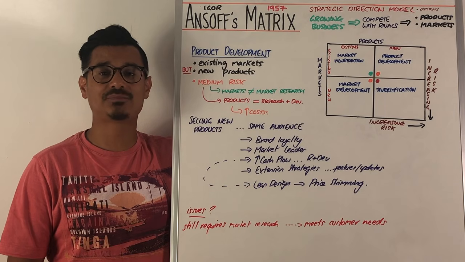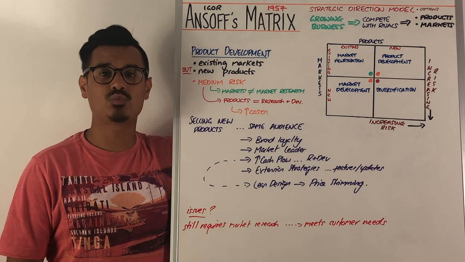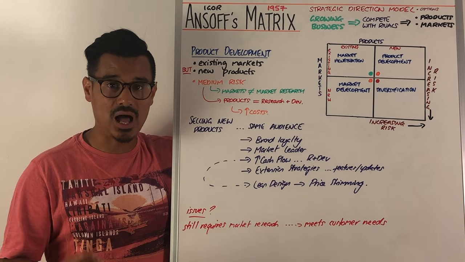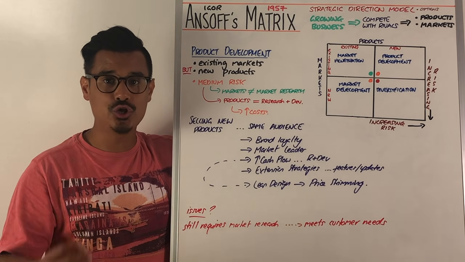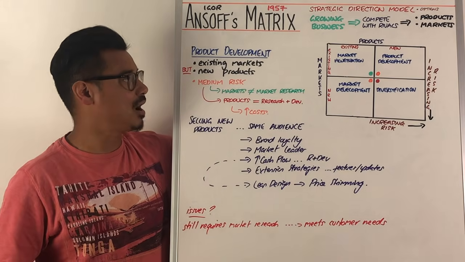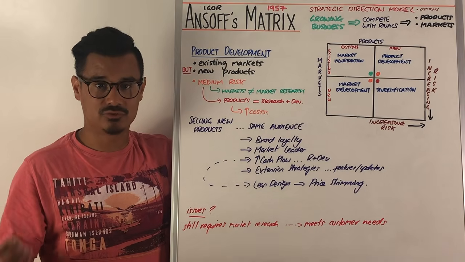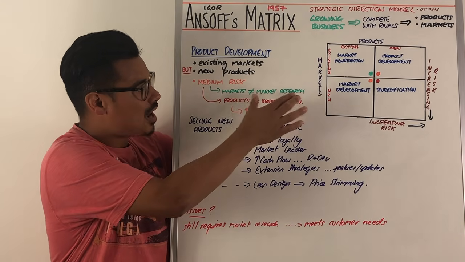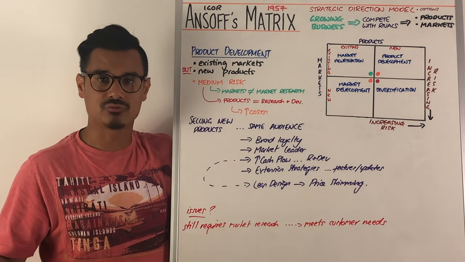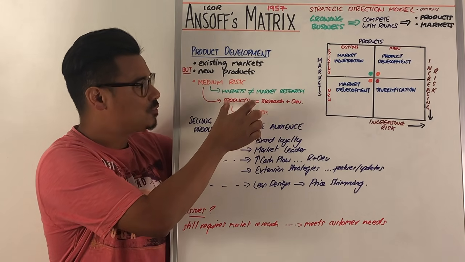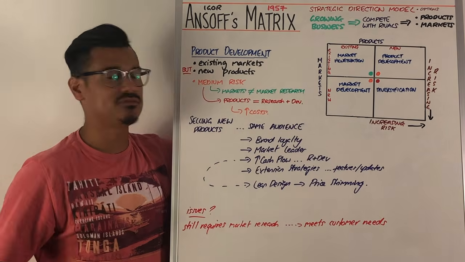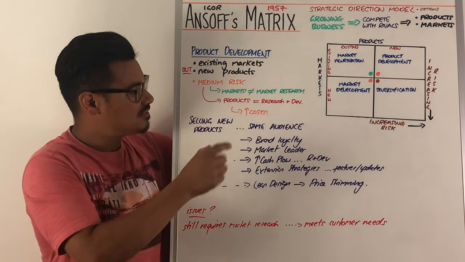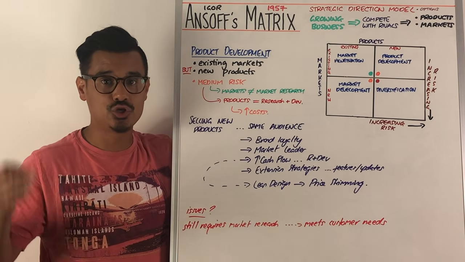The next quadrant to look at is product development. So product development is when you look to target existing markets, the same markets, but you now want to release new products into those existing markets. This is seen as having medium risk. Medium risk because you are targeting existing markets, so you don't have to do that additional market research, but you are releasing new products. New products need research and development costs. Essentially, product development is selling new products to the same audience.